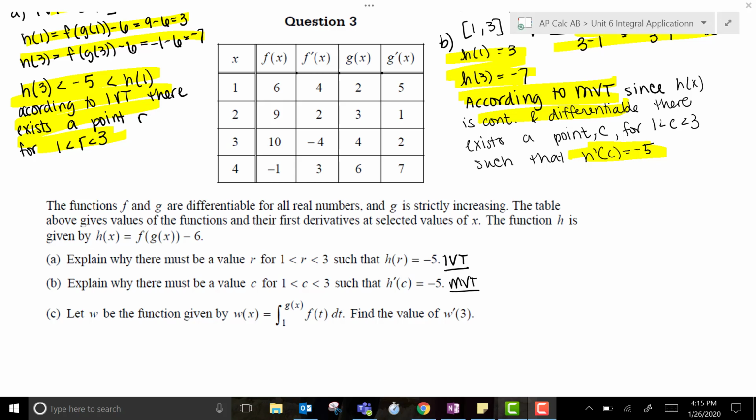Let w be the function given by w of x is the integral from 1 to g of x of f t dt. Find the value of w prime 3. All right, we know that when we do derivatives of integrals, it essentially cancels the integration out. So what this means is that w prime of 3 is going to be the same thing. This needs to get plugged in. Because it's a derivative of an integral, this value, this f of 1, is just going to be a number. So that is going to have a derivative value of 0 because it's a constant. So we're just going to leave that out of there.